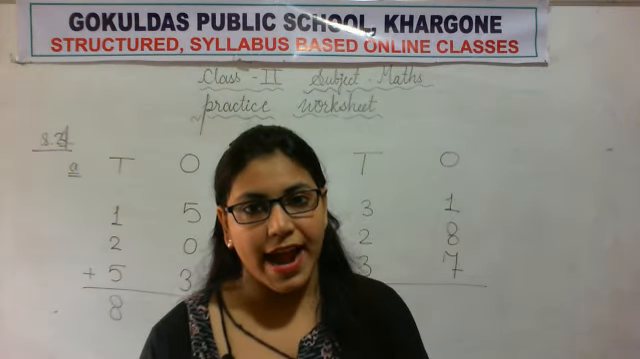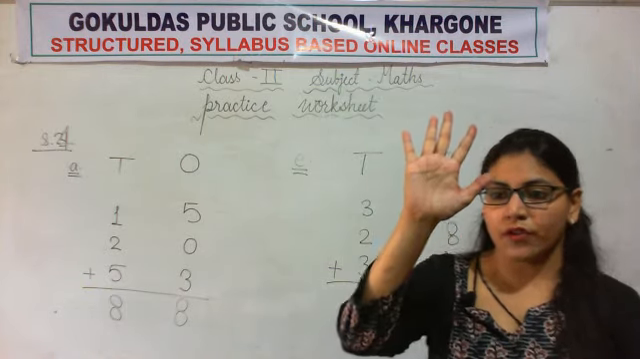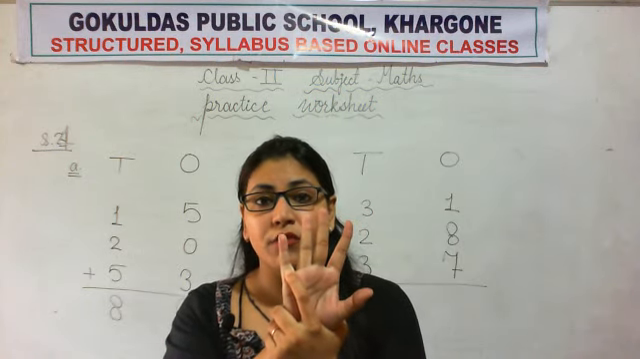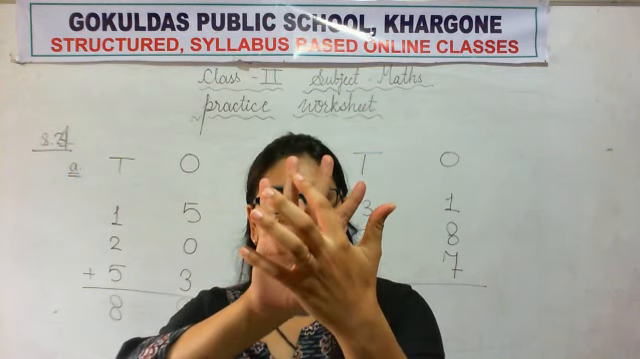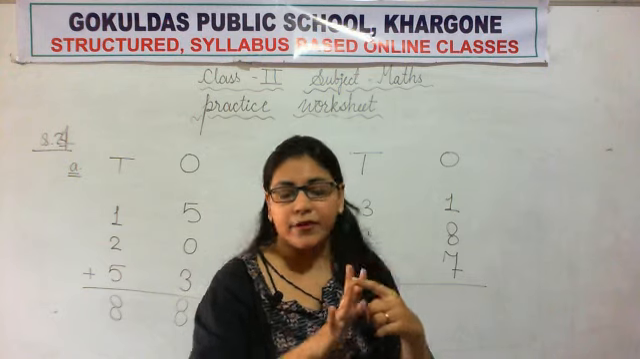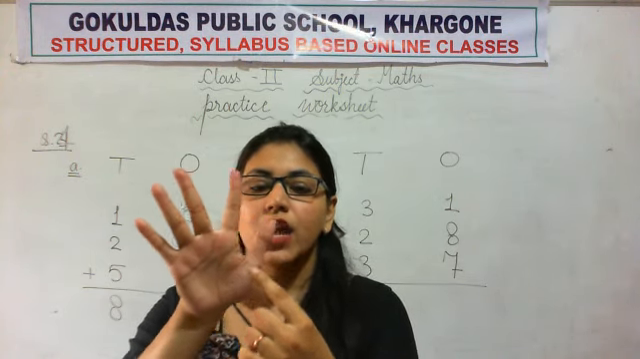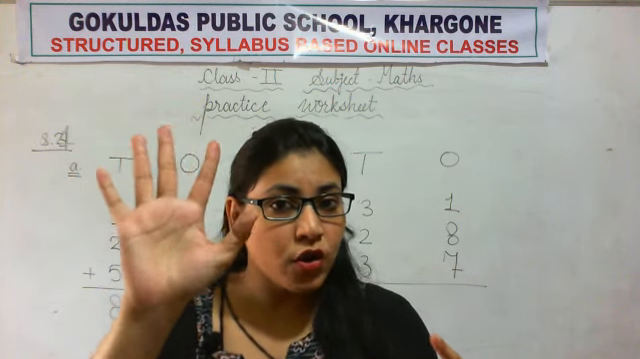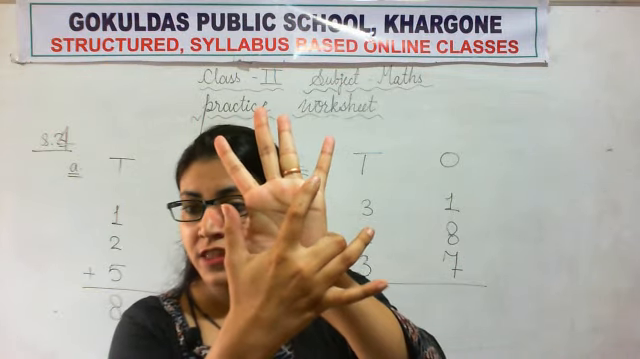First of all, we will add ones and ones. So number 1 is there, so we will count 1 finger mark. Now the next number is 8, so we will count 8 finger marks. Let's count 1, 2, 3, 4, 5, 6, 7, 8. And the last number is 7, so now we will count 7 finger marks. 1, 2, 3, 4, 5, 6. We have run out of this hand, so we will use 1 finger mark for 7 of this hand.